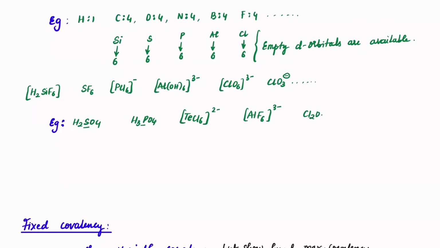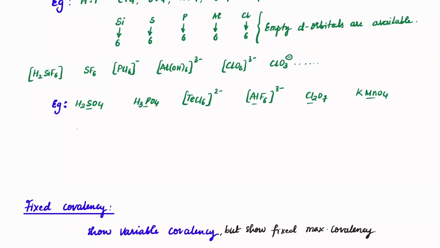Or Cl2O7 on chlorine. Each chlorine, how much is it? KMnO4 for manganese. ClF3, how much is it? SO2Cl2, how much is it? SiF4, how much is it? SF4, got it? SOCl2, POCl3, for all these cases.